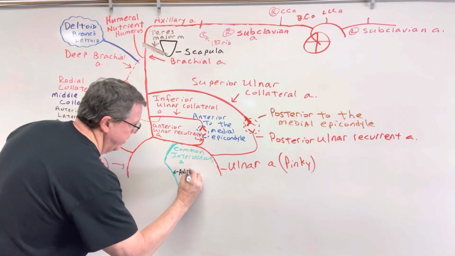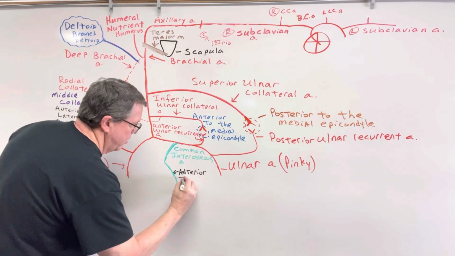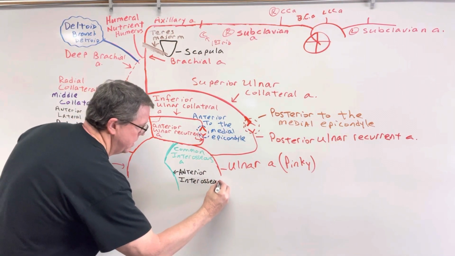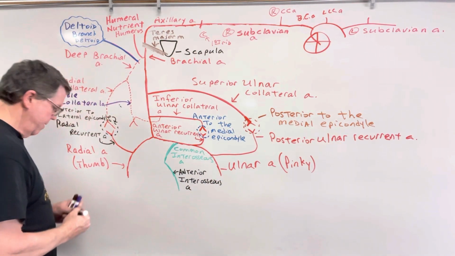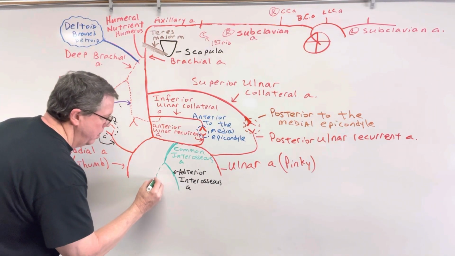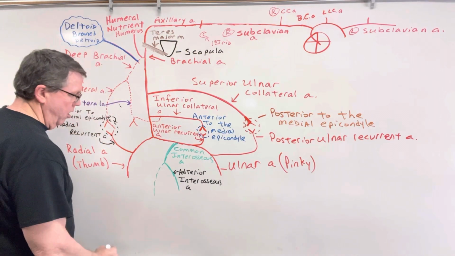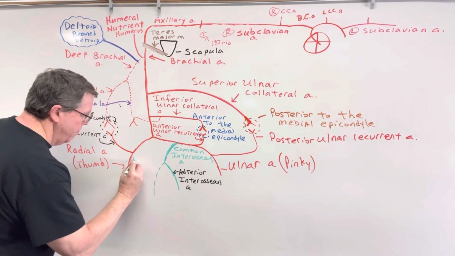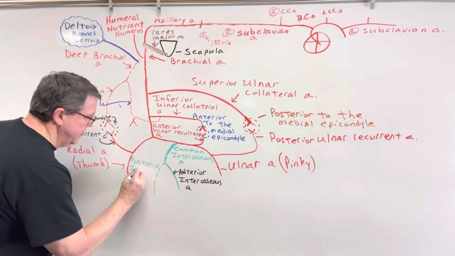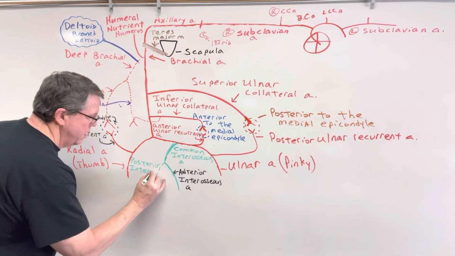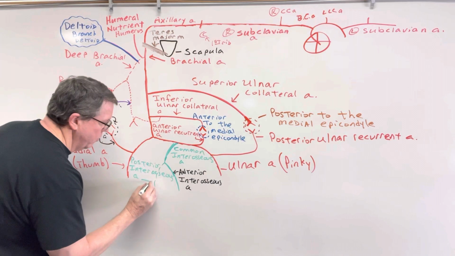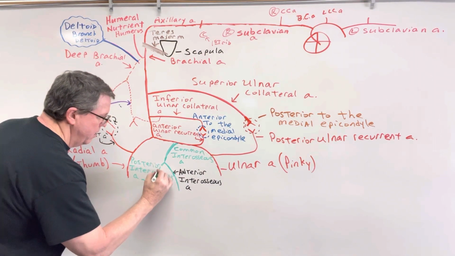So this is my anterior interosseous artery, and then I'm going to have a posterior interosseous artery. So this is going to be my posterior interosseous artery, this green right here. So this is it right here, coming down.